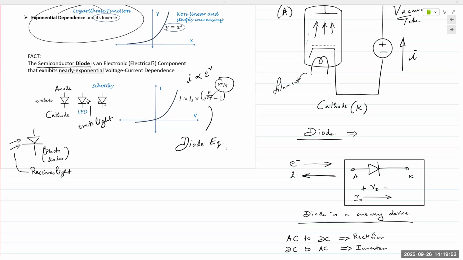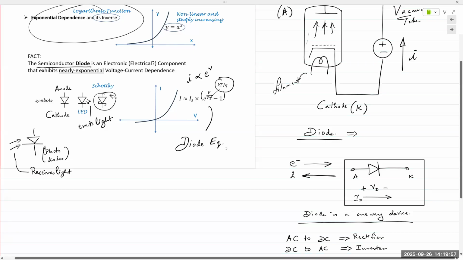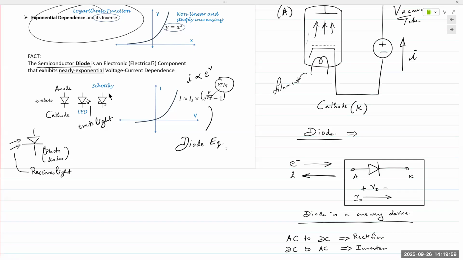Then we have some special purpose diodes. This is known as a Schottky diode. Schottky is named after the person who invented it. I can't remember the first name, but his last name was Schottky, hence the Schottky diode. Those are special purpose high-speed diodes. Instead of being made out of two different semiconductor materials, they are made out of one semiconductor and one metal.